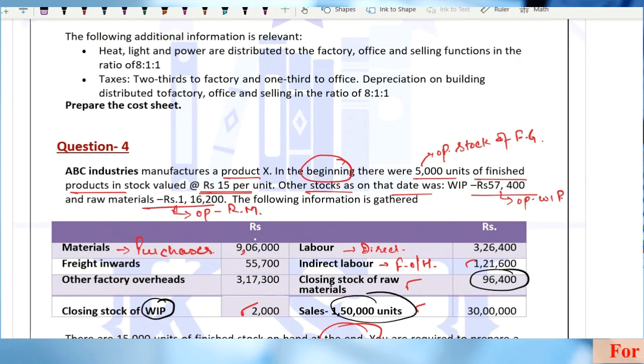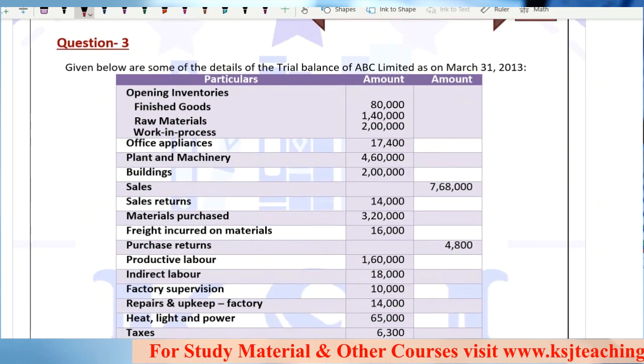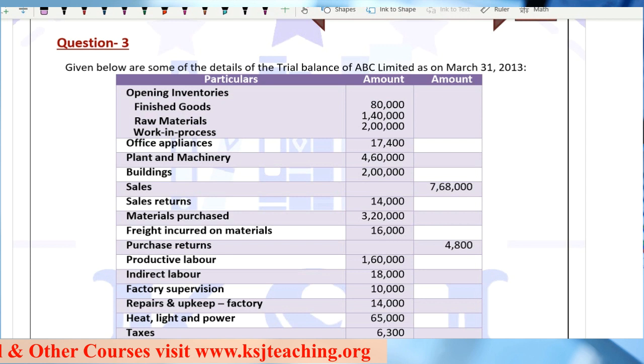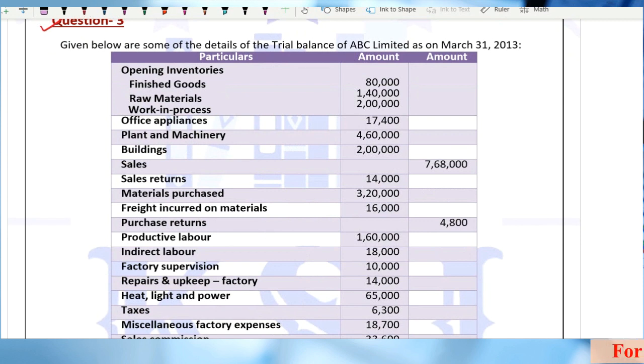Now quickly come to question number 3. Very simple question. The only thing is it is a comprehensive question. Simple question, nothing to worry about. Let's start with question number 3. Given below are some of the details of the trial balance of ABC Limited as on 31st of March 2013. Opening inventories are given. Finished goods 80,000, raw material 1,40,000, work in progress 2 lakh, office appliances, plant and machinery, building.